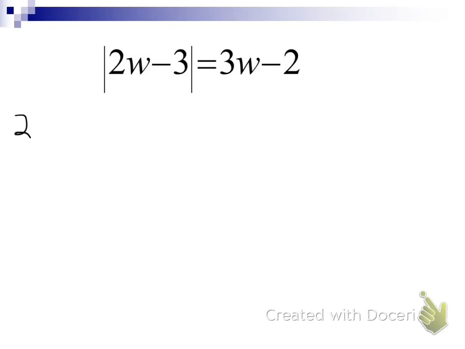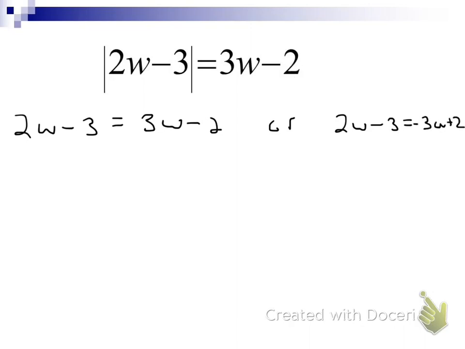We're going to write 2w minus 3 equal to 3w minus 2. But we're also going to write 2w minus 3 equals what? Go ahead, Jessica. That's right. You have to take that negative all the way through. So it would be -3w plus 2. Everybody comfortable with that?